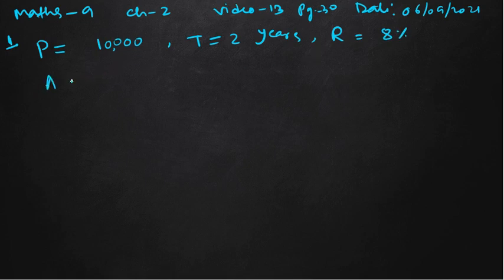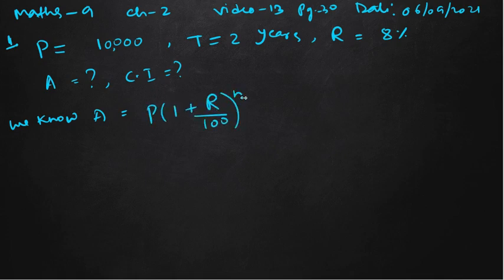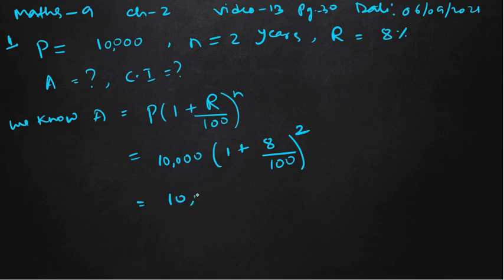What do we need to calculate? We need to calculate both the amount and the compound interest. So what was the formula of amount? Amount A equals P(1 + R/100) to the power n, where n is the number of years. Solving this, P is 10,000, R is 8, and the number of years is 2.